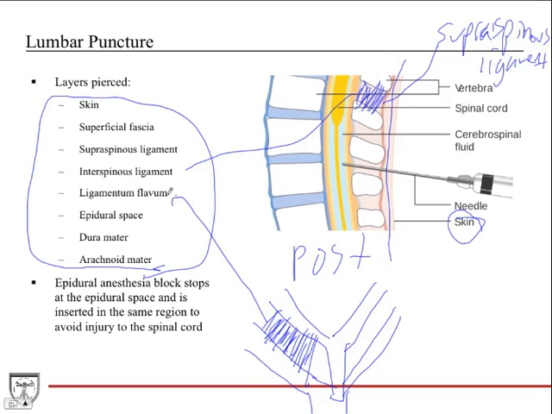So you go through the ligamentum flavum, then you're in the epidural space, and the epidural space means you're above the dura, or you're outside the dura. So that would be in this region here. Then you go through that into the dura. Then you go through the arachnoid mater.